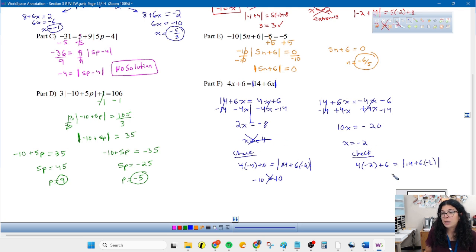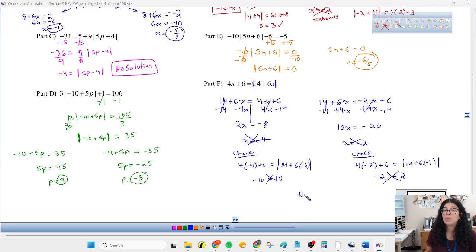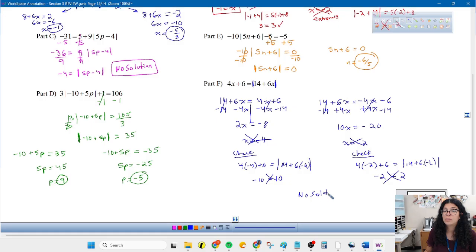So 14, 6 times negative 2 is negative 12. Negative 12 plus 14 is 2. Absolute value of 2 is 2. On the one on the left, 4 times negative 2 is negative 8, plus 6 is negative 2. So actually that doesn't work either. So both of our solutions that we got are actually extraneous, which means we're left with no solution.